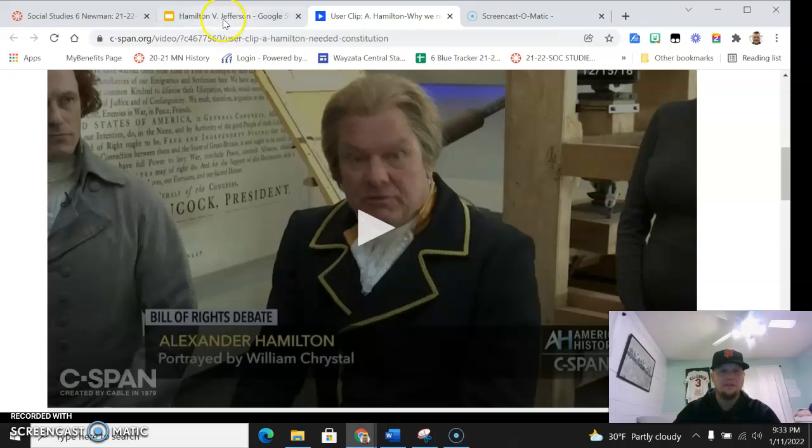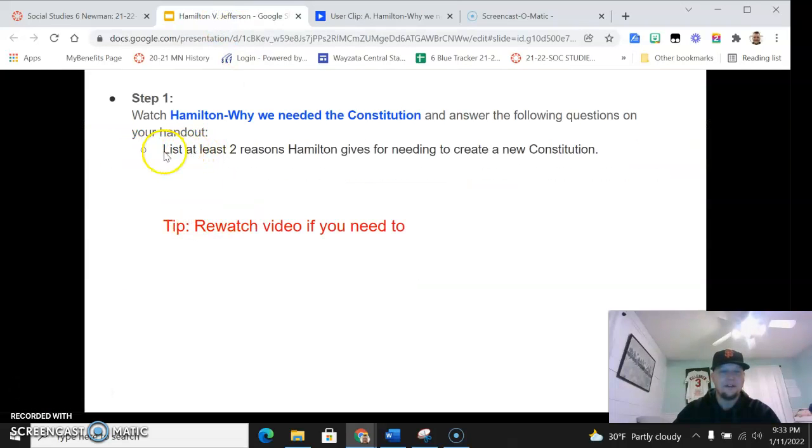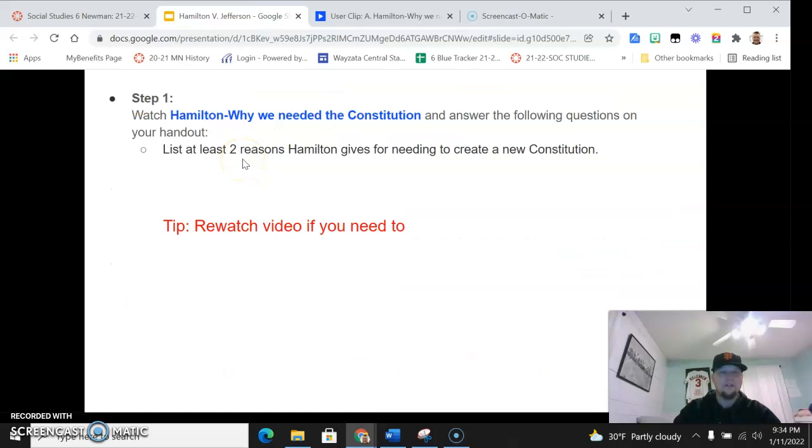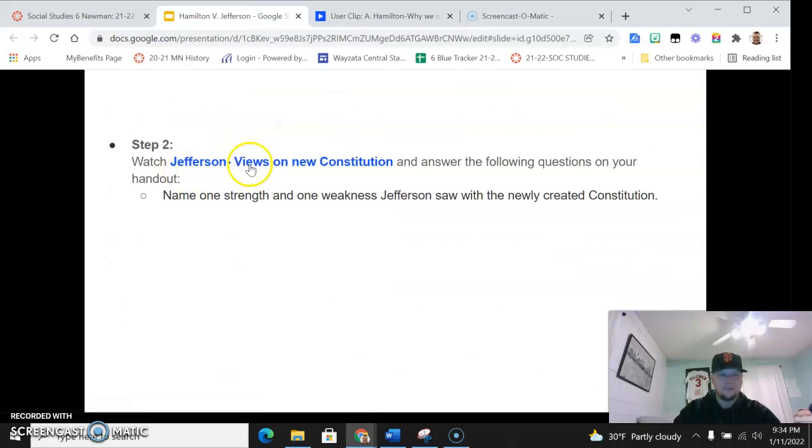As you watch this video, you're going to be thinking about 2 reasons why Hamilton gives for needing to create a new constitution. If you don't get it right away, a tip here is to rewatch the video if you need to in order to find the answers. Once you have your answers, you simply write it down on this document right here where it says 1 and 2, and you're going to move on to step 2 or video clip 2.